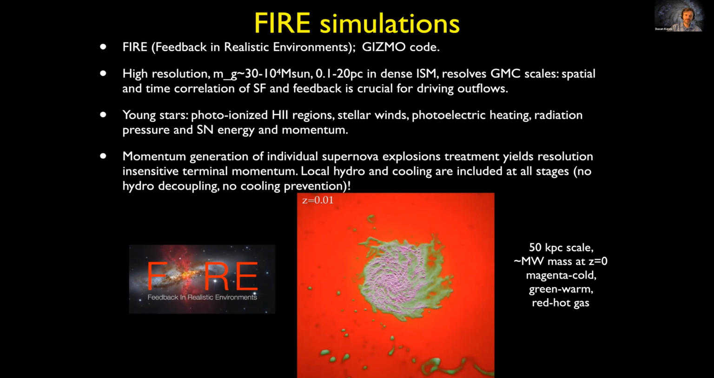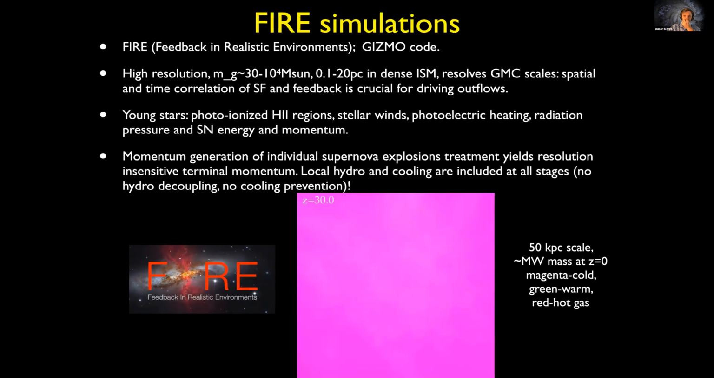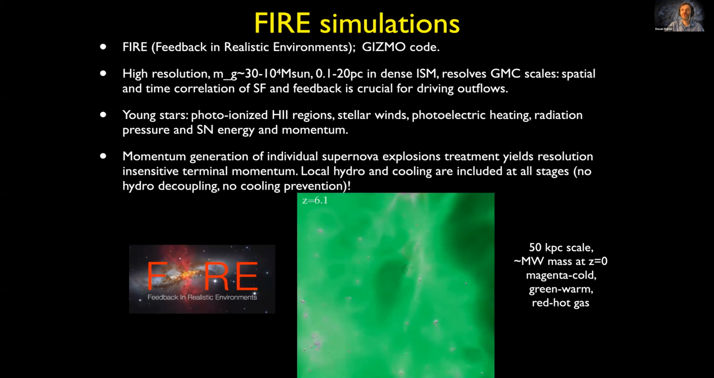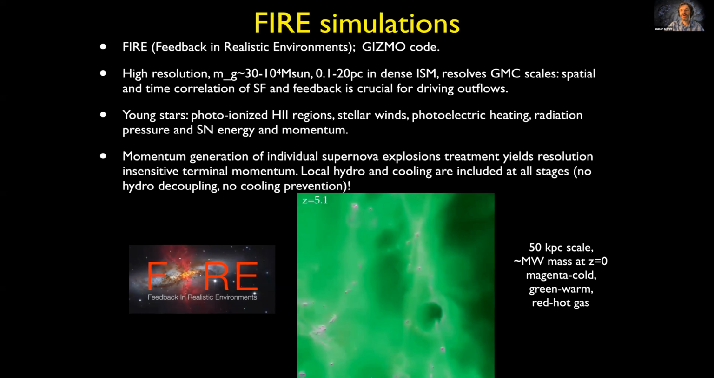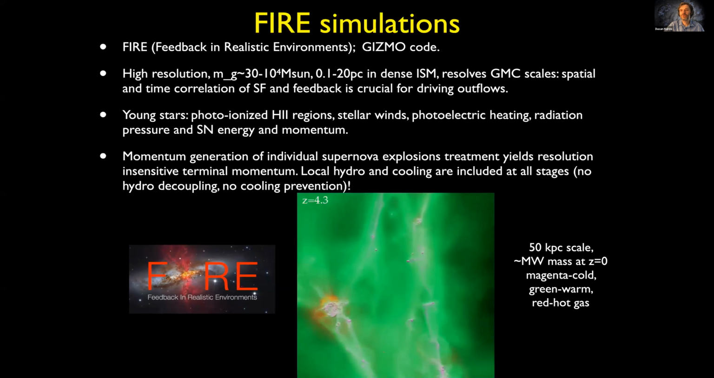And unlike some models, we also always include hydrodynamics and cooling, because sometimes if you turn those off, you can have more efficient ejection of material from galaxies. So the movie that I'll just play again, it's just showing an example from these simulations where lots of tiny proto-galaxies are forming at early times. The movie shows gas color-coded by temperature.